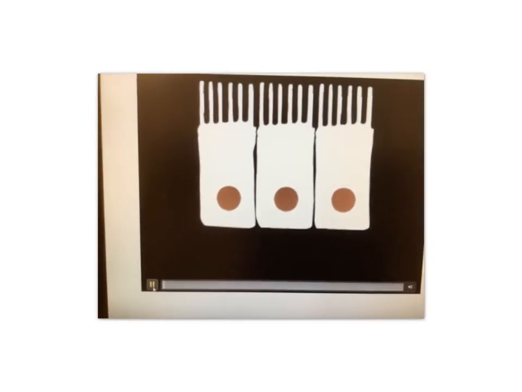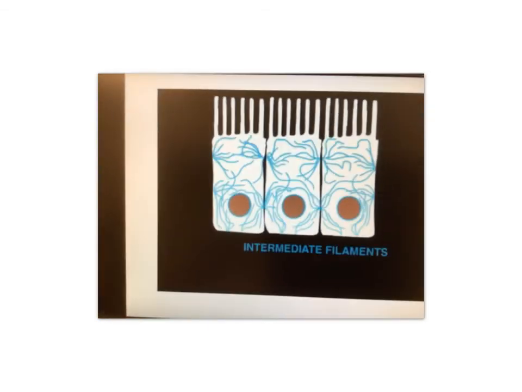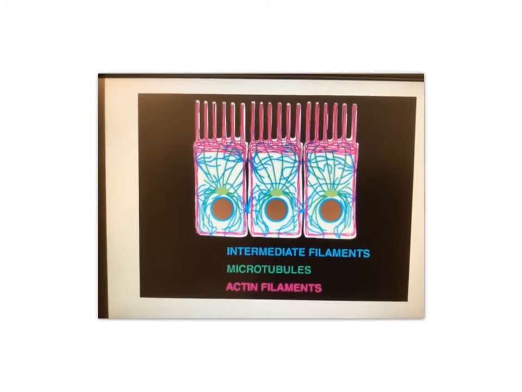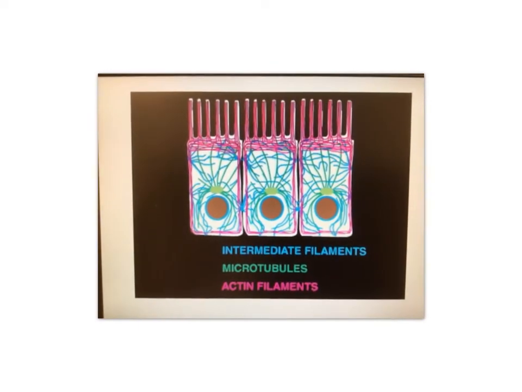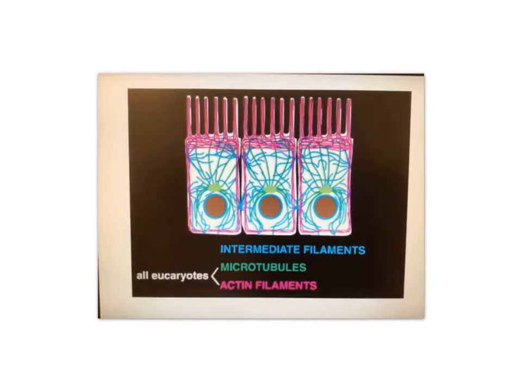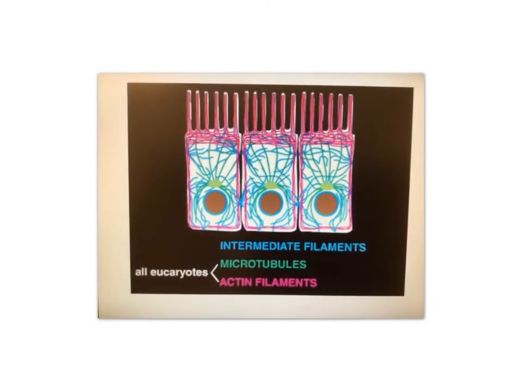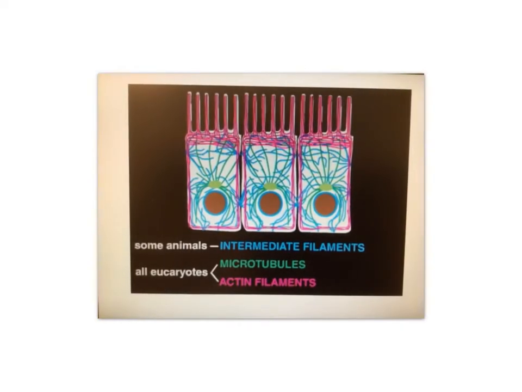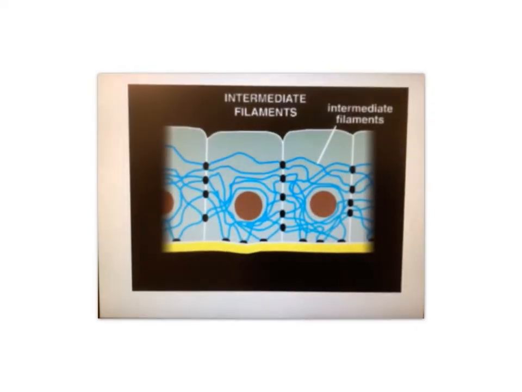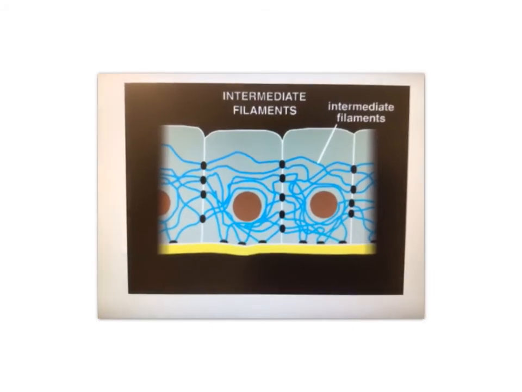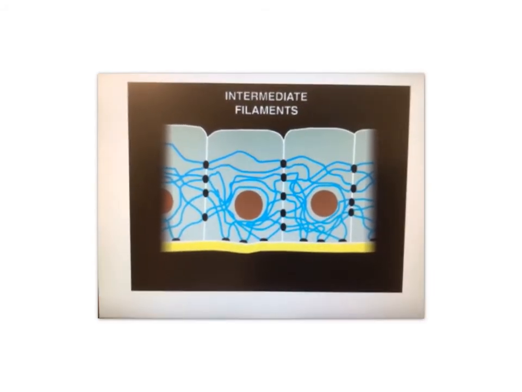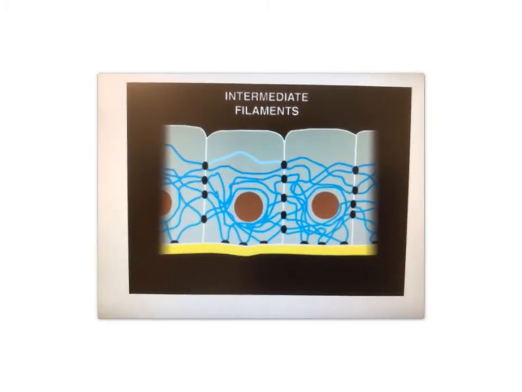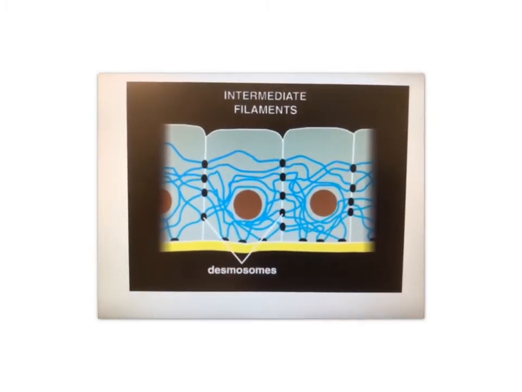Eukaryotic cells contain a complex network of filaments, intermediate filaments, microtubules, and actin filaments, that provide the cells with strength, structure, and movement. Although all eukaryotic cells contain microtubules and actin filaments, intermediate filaments are found only in vertebrates and a number of other soft-bodied animals. Intermediate filaments are found in animal cells that require a lot of strength, such as the epithelial cells of the skin. Some of these filaments span the length of the cell, connecting cell-cell junctions called desmosomes.